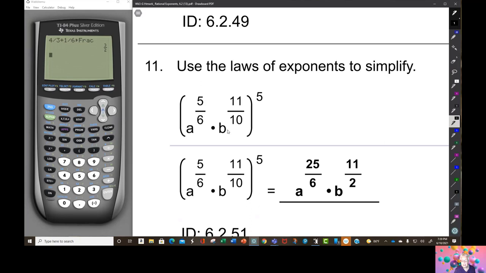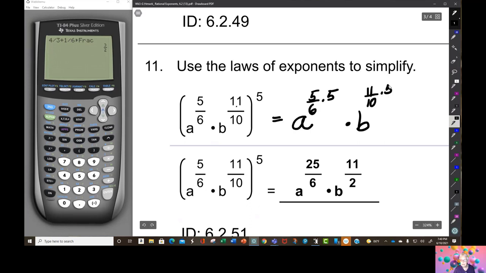Here we have different bases raised to powers. I cannot combine them because they're different bases. One is an A and one is a B. However, I can do this. This will be A to the 5/6 times 5, times B to the 11/10 times 5. And we can put that 5 over 1.